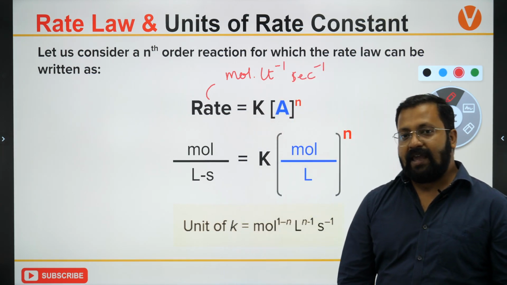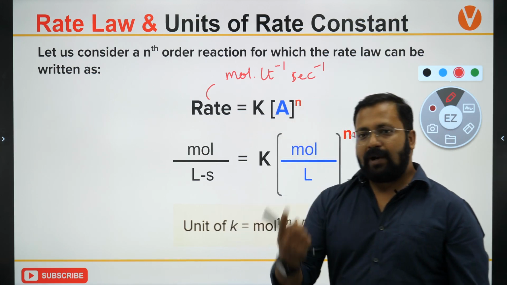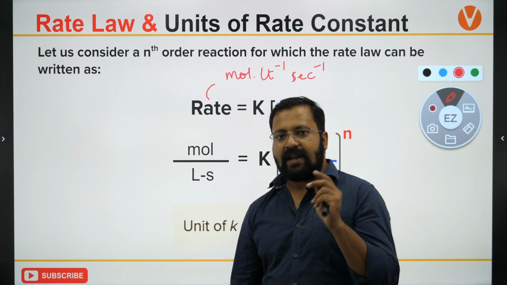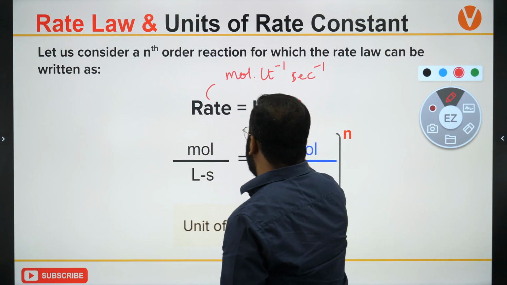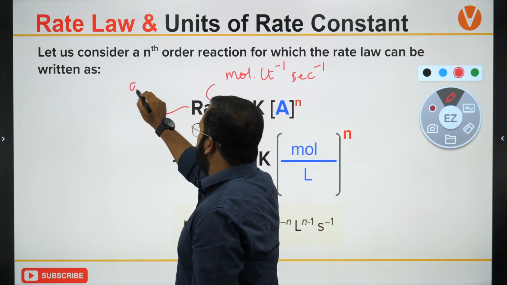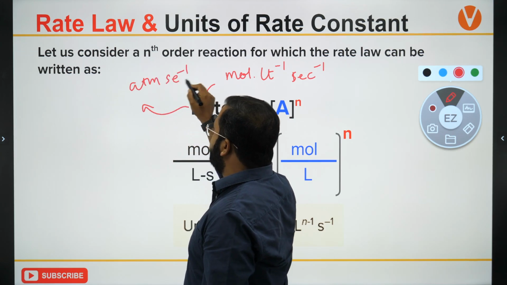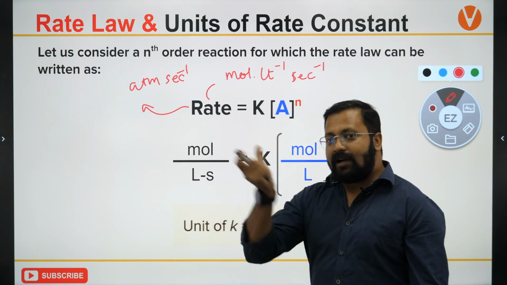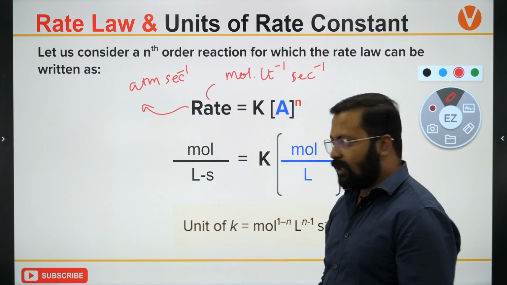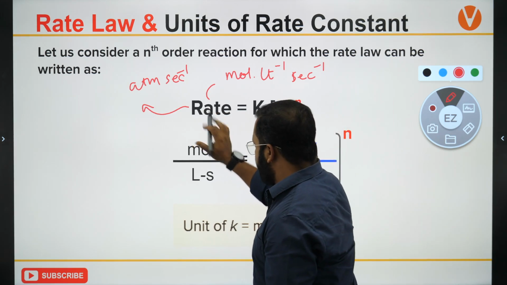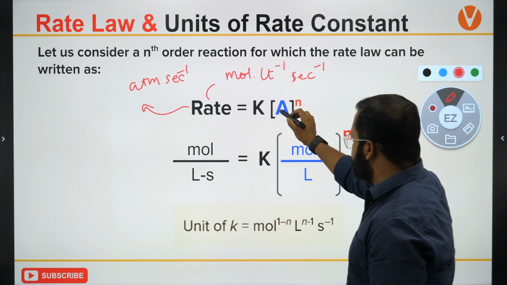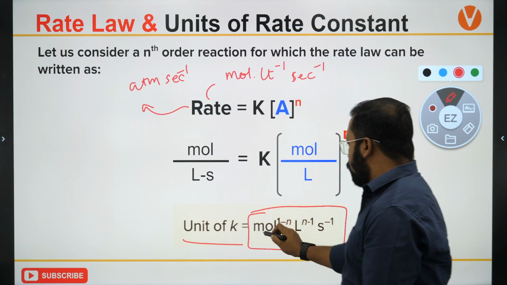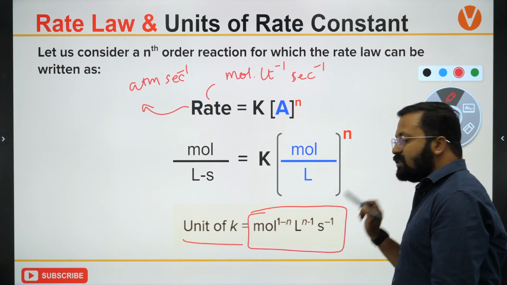At times, if you take gaseous substances, instead of moles per liter, atmosphere can be taken. Rather than taking moles per liter, we can take atmosphere, and the rate will be atmosphere second inverse. Atmosphere will become the concentration. Concentration will be represented in terms of atmospheres. Okay, clear? Now, if rate is represented as mole per liter per second and concentration is moles per liter to the power n, the unit of K will become this: moles to the power 1 minus n, liter to the power n minus 1, second to the power minus 1.